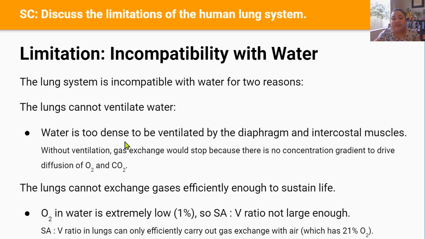The other reason for this incompatibility with water is that the lungs can't actually exchange gases efficiently enough to sustain life. Because remember that oxygen in water is extremely low. And even though we have 300 million alveoli, this surface area to volume ratio in the lungs is not large enough to make up for this really low 1% of oxygen in water. The surface area to volume ratio in the lungs can actually only carry out gas exchange efficiently with air because air has a much higher percentage of oxygen.